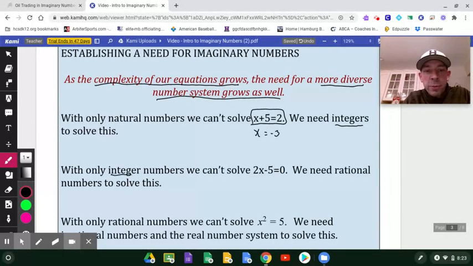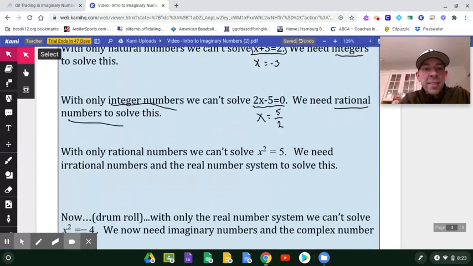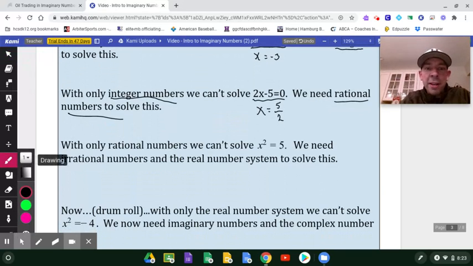However, if we were only working within the integers, although they worked great for the last equation, they wouldn't work for this equation right here, because after you add the 5 and divide by 2, you get a fraction or a decimal. So we needed to create this rational number system. And although the rational numbers worked for that one, when we get to this next equation, x squared equals 5, the rational numbers couldn't solve this.